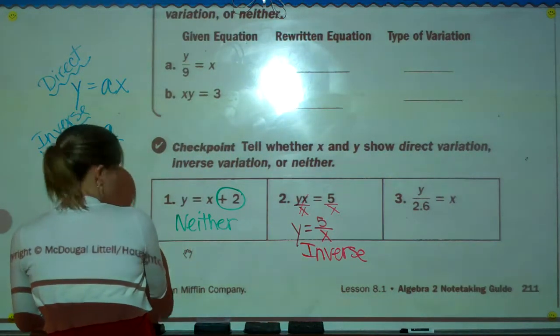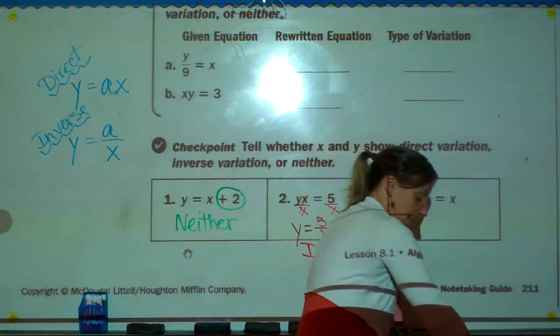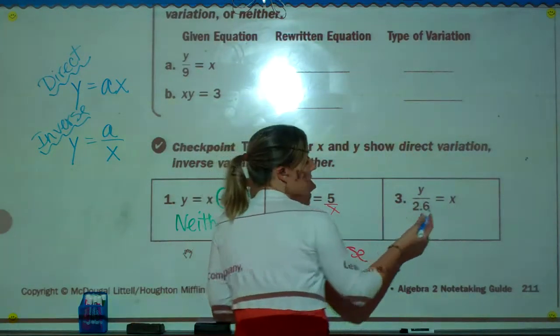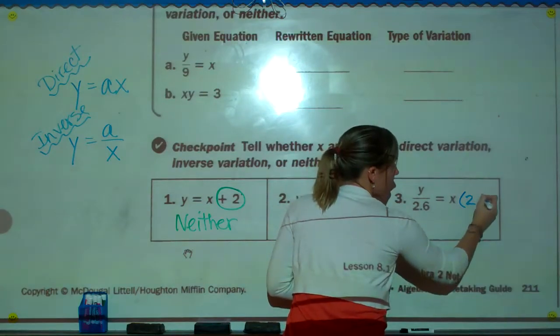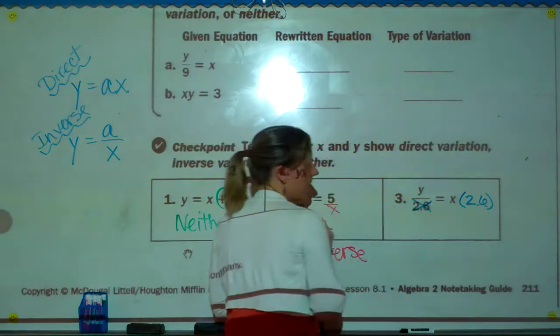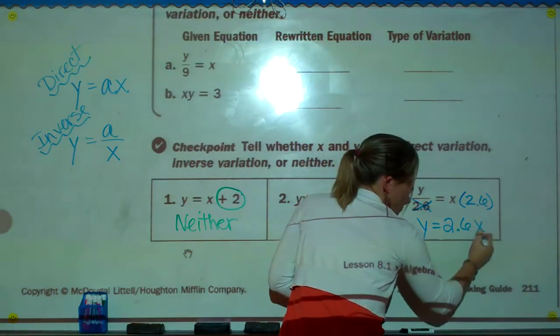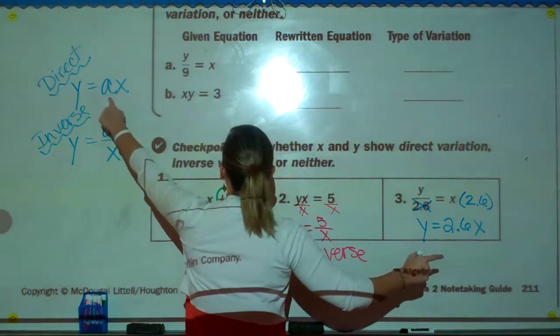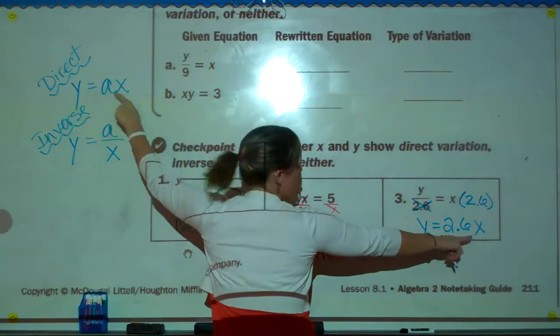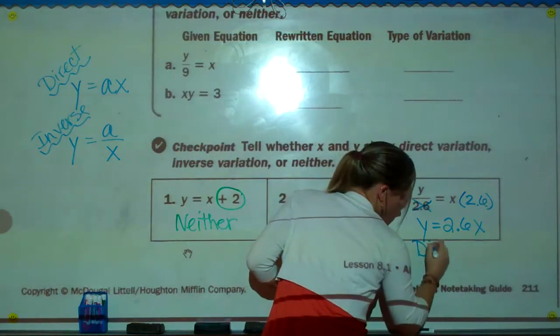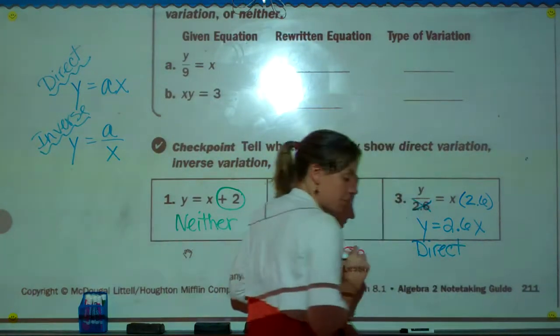And this one, again, we need y equals. So I want to multiply the 2.6 over to the other side. I'll get y equals 2.6x. Now we can see, oh, well, that's direct. 2.6 is a, and then there's our x. So this is a direct variation.